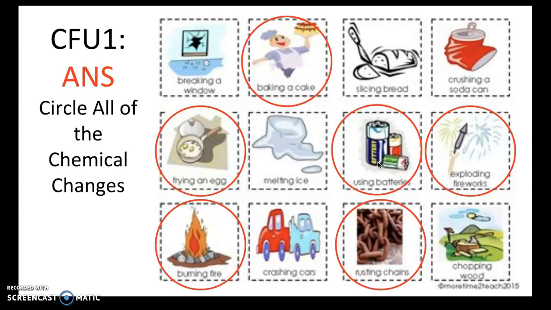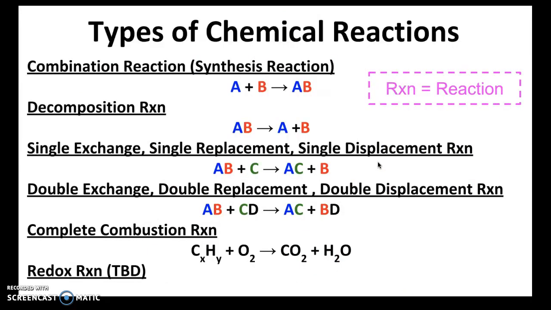All right, let's go ahead and move on. We talked about chemical versus physical changes. Now let's hone in on chemical changes, which are also known as chemical reactions. There are several types of chemical reactions that you will know by the end of the year. The first 5 are probably the most relevant in the beginning of the year. So we're going to just look at the 5 types of reactions.